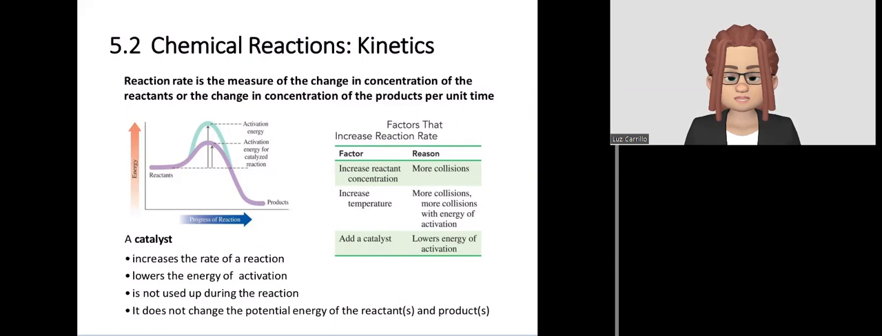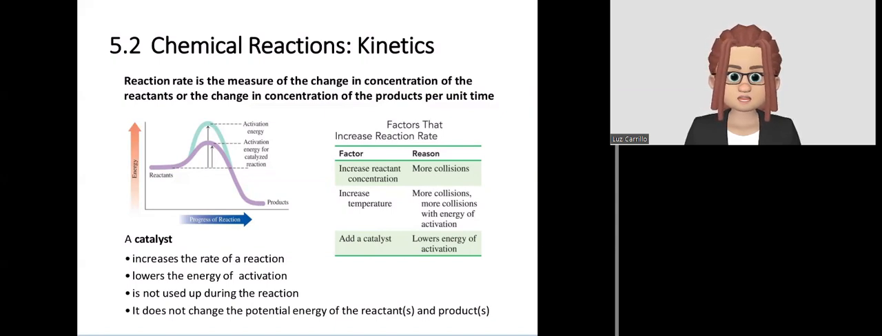When it comes to kinetics, as we learned previously, kinetics had to do with the speed or the pace of a chemical reaction. And usually we look at this in terms of the reaction rate. By definition, the reaction rate is the measure of the change in concentration of the reactants or the change in concentration of the products per unit time.